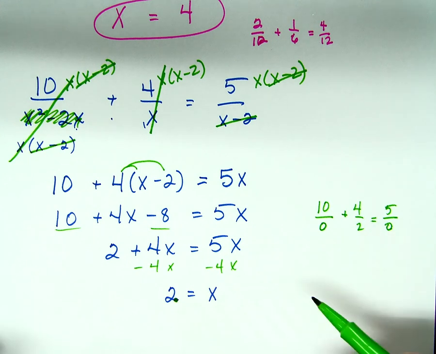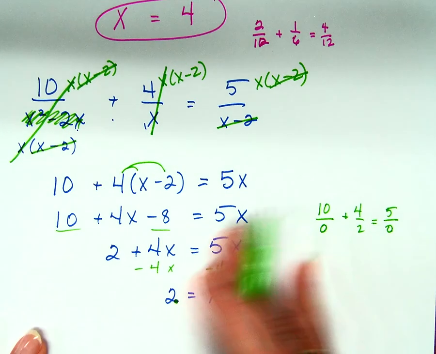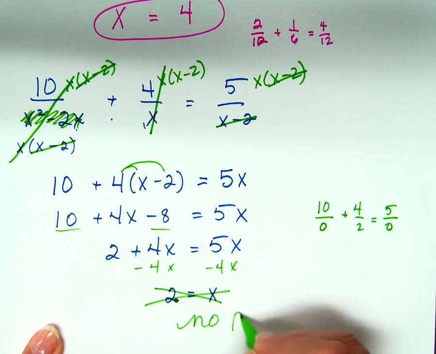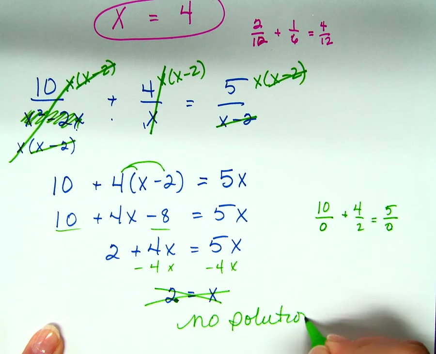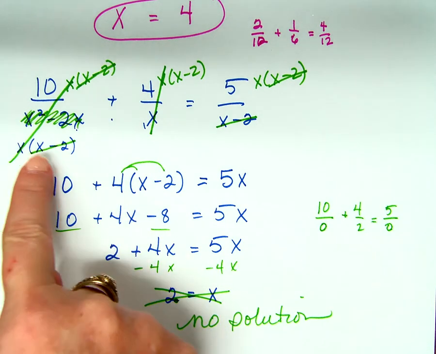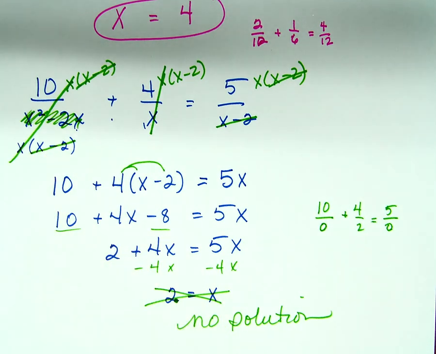But what do I do? What do I write? This does not work. Did I do anything wrong in my arithmetic? No. Just the way that the problem was set up, the numbers that were used, the way that it all worked out, I got a number that made the denominator of the fraction equal to 0, and that's not allowed.